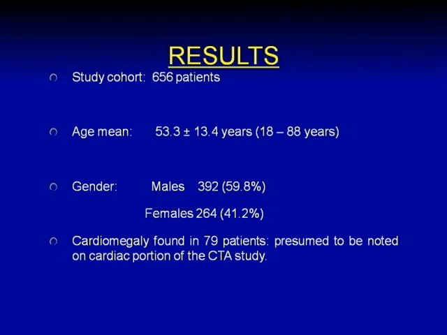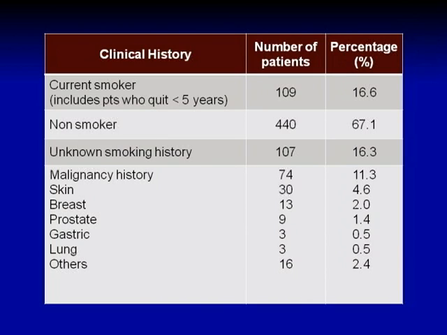Of the 656 total patients, the mean age was 53.3, and we had more males in our study, comprising 59.8% of the total population. We also noted cardiomegaly in 79 patients, but it was presumed to be noted and reported on the cardiac portion of the CTA study. Table 1 represents the patient data, which showed that 16.6% of our patients were current smokers, and 11.3% of them had known malignancy history of various types of cancers like skin, breast, prostate, gastric, lung, and so on.